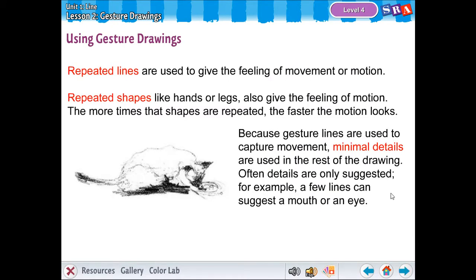Repeated lines are used to give the feeling of movement or motion. Keep repeating the same lines over and over, tracing it, and that kind of gives the illusion that it's moving. Repeated shapes like hands or legs also give the motion. A lot of times if you're drawing a cartoon and you're trying to show that he's got a bionic arm and it's moving up and down, you might draw one arm down, one arm in the middle, one arm up, and then draw some lines on it so it gives you the motion that the arm is moving back and forth.